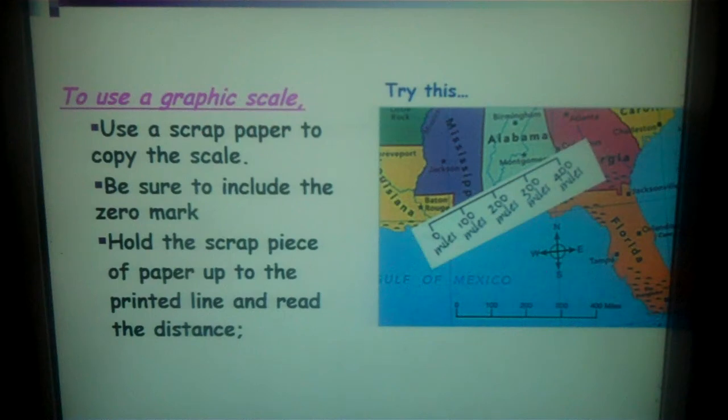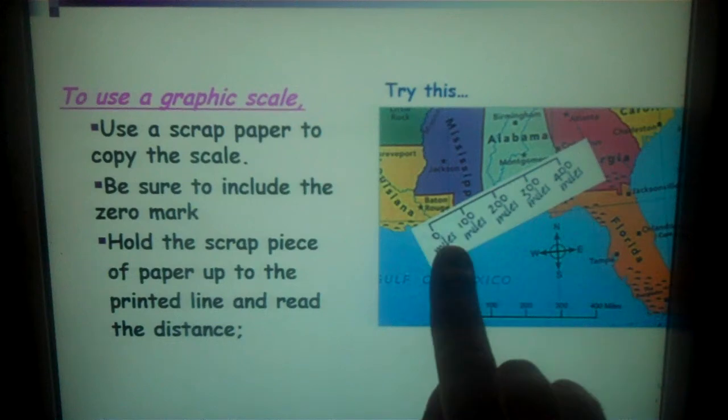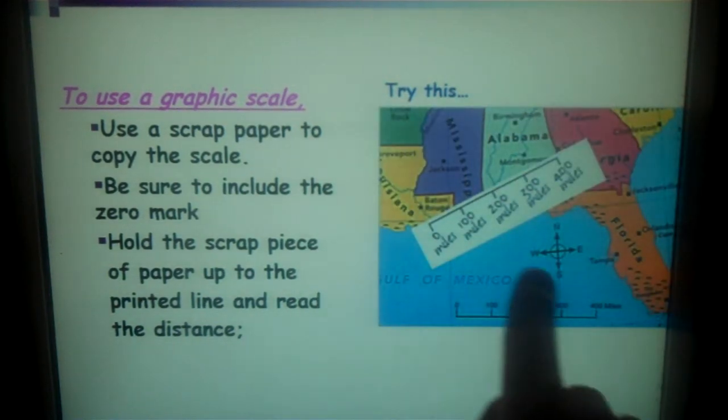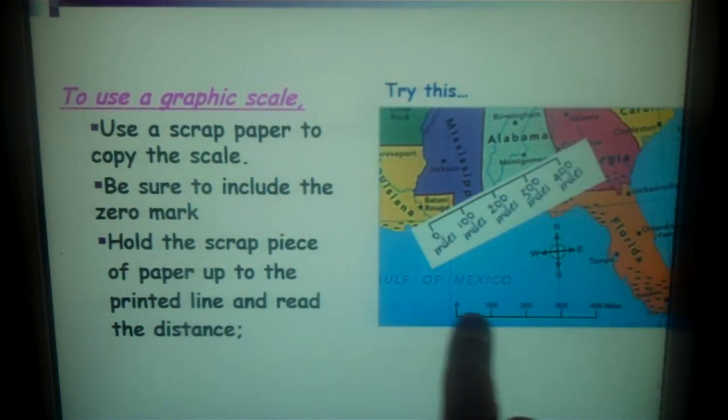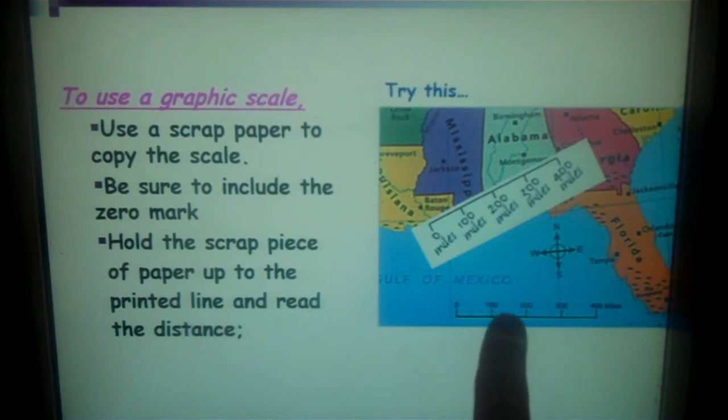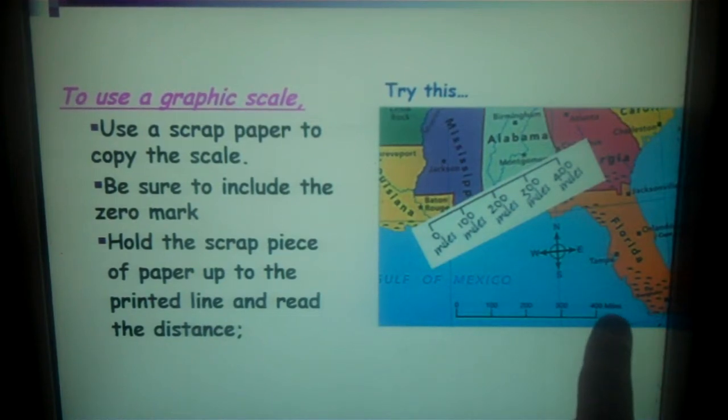To use a graphic scale, you use a scrap piece of paper to copy the scale. Be sure to include the 0 mark. And you hold up the scrap piece of paper up to the printed line and read the distance. So here we have the big map, and we have the scale down here. It says from 0, 100, 200, 300, 400 miles.